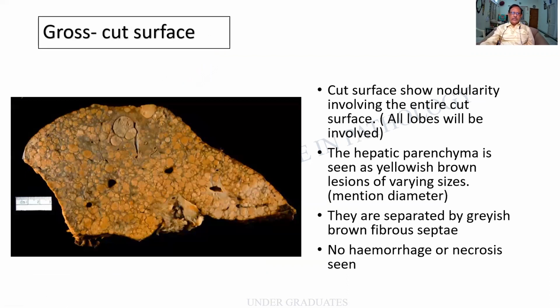Coming to the cut surface, all the pale areas, the yellowish white or yellowish gray areas, are the hepatic parenchyma, and they are all separated by grayish black areas of fibrous septae. From a distance, I will be able to appreciate it much better. So there are two colors. The paler color is the parenchyma, the darker color is the septae. And it involves the entire cut surface. That is another point in favor of the diagnosis. There are no areas of hemorrhage or necrosis.